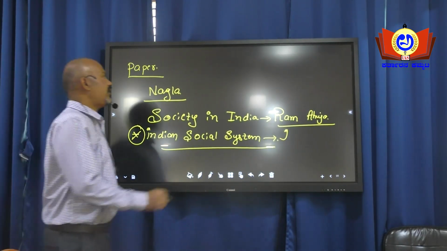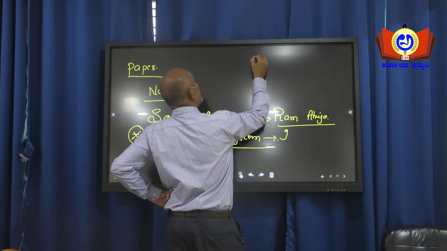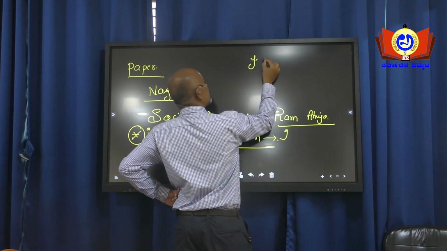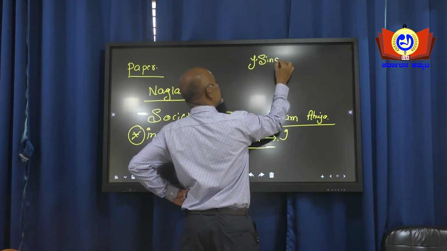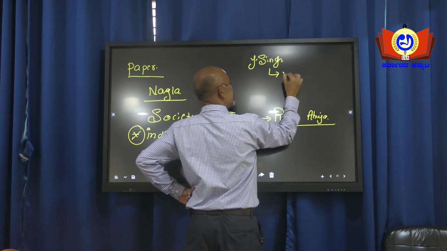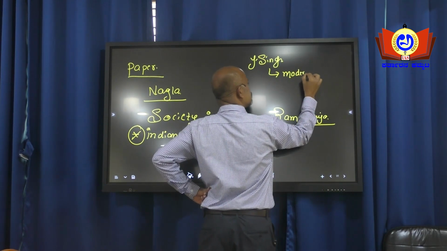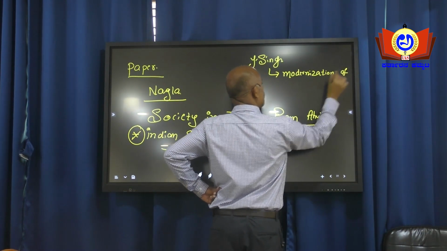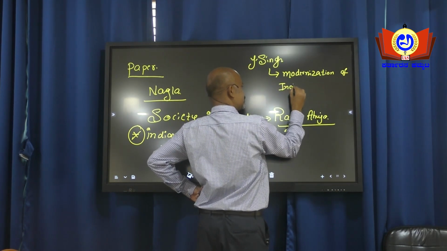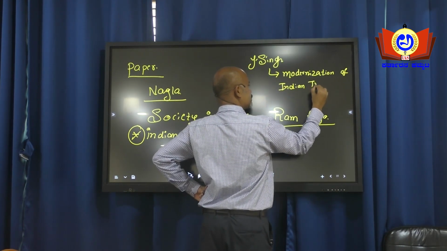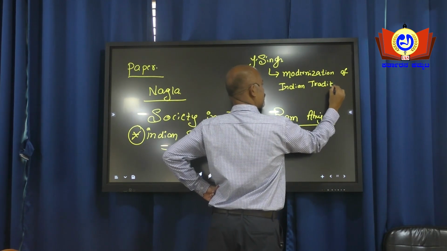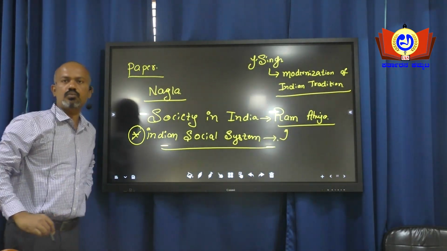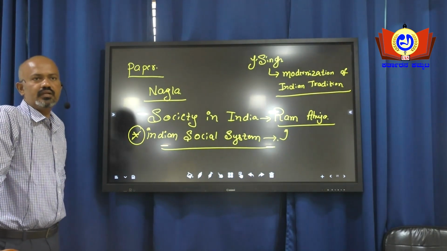Okay. Then we have Yogendra Singh's Modernization of Indian Tradition. Okay, a thin book but really important book.